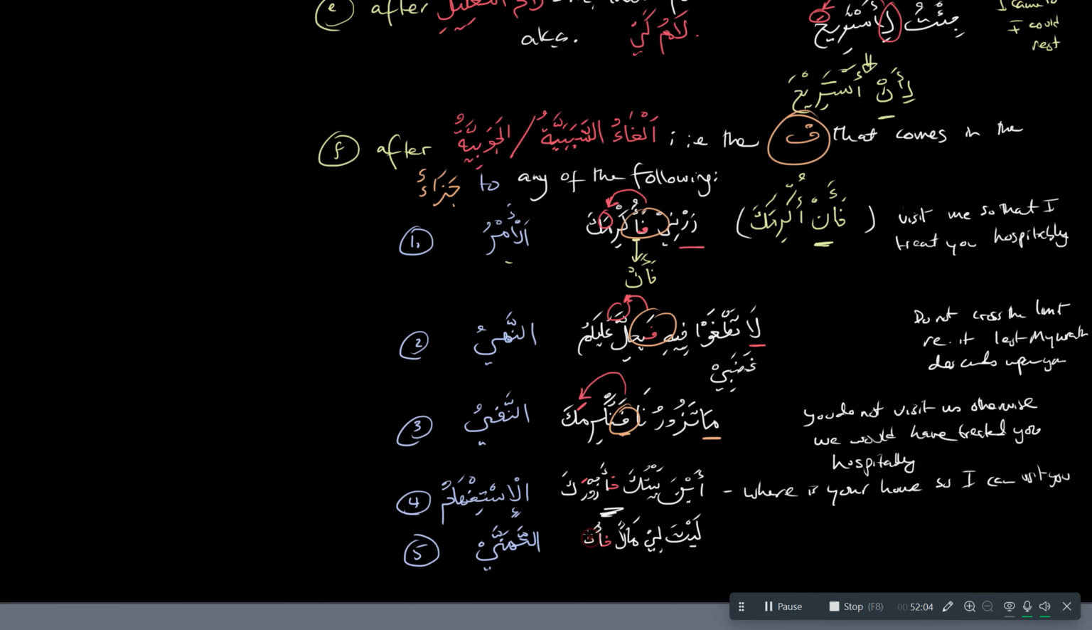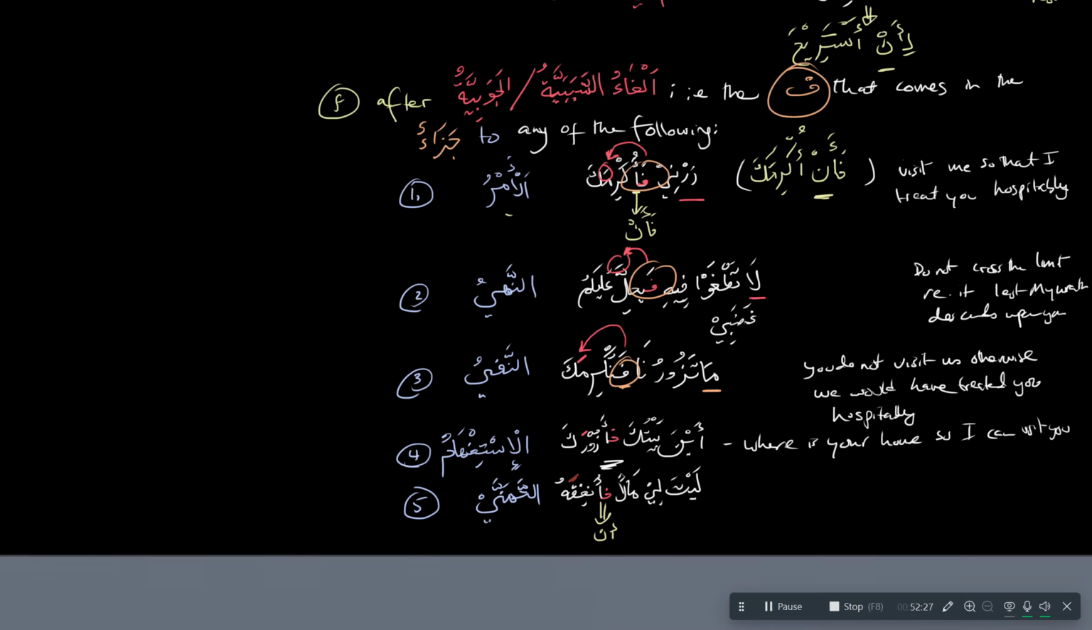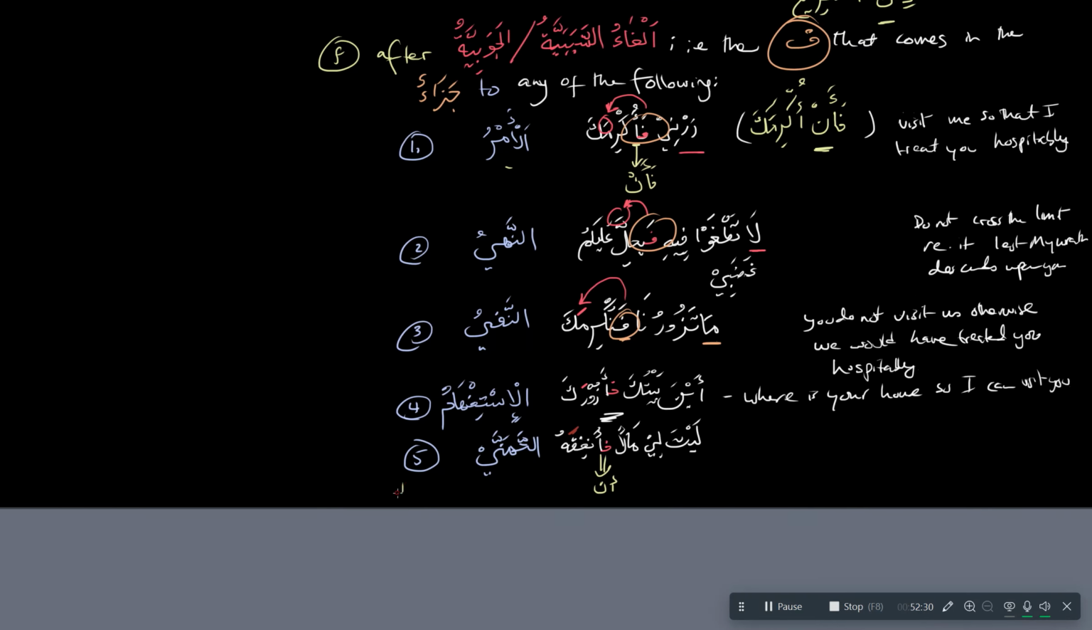Unfiqahu. So there's a hidden an here as well. Okay, there's a hidden an here as well. Okay, so this is I wish I had wealth, so I would have spent it. I wish I had wealth, so that I could have spent it.